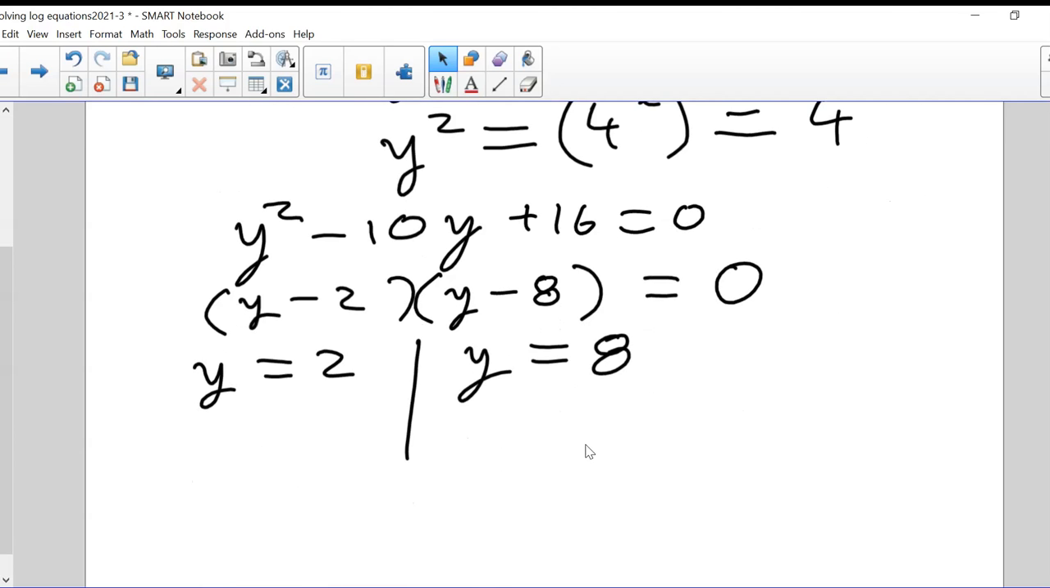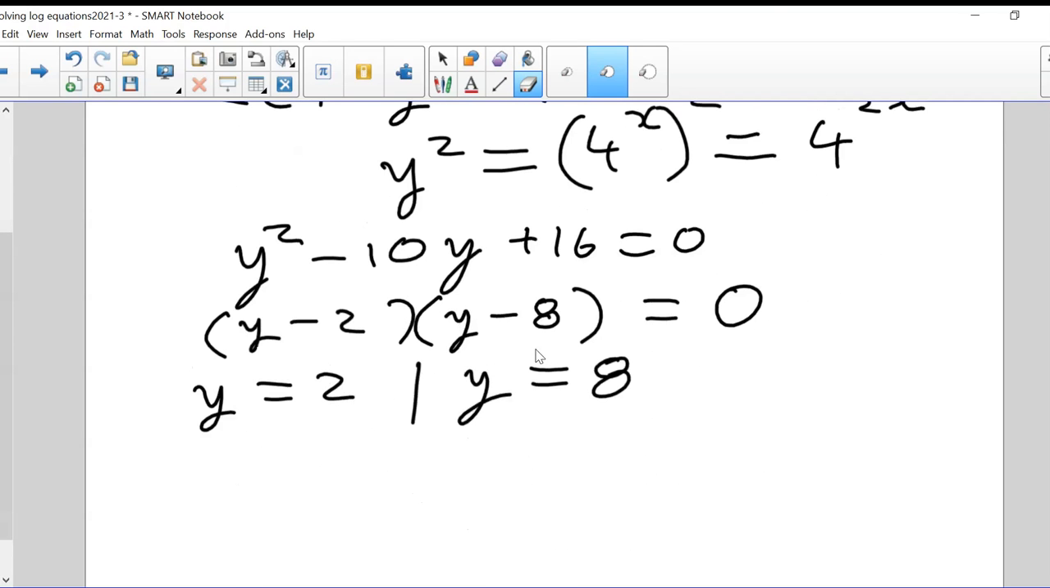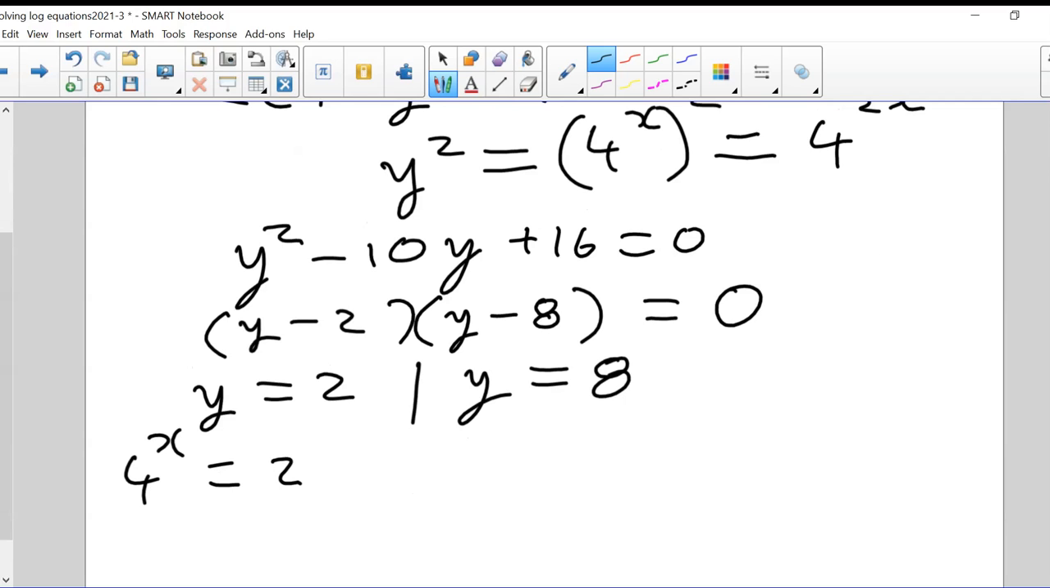So now we have our values of y. What I'm going to do now is let each of these be equal to what y was. Y is equal to 4 to the power of x. So it means that 4 to the power of x is equal to 2, and 4 to the power of x is equal to 8. That's what we're saying. We have our y's, but we need to find our x.